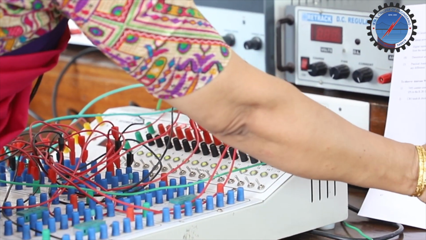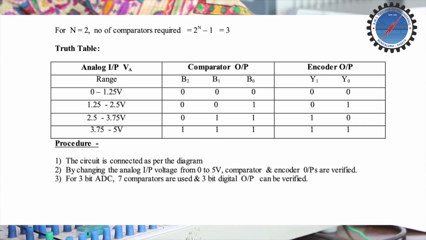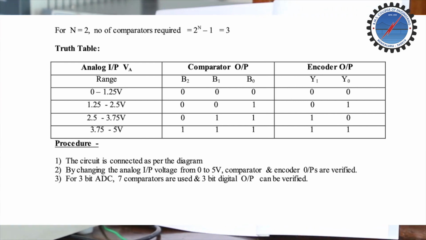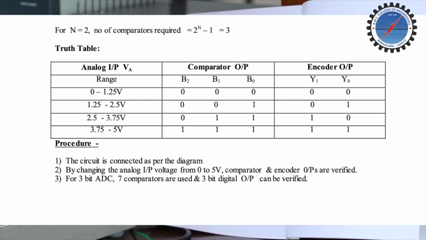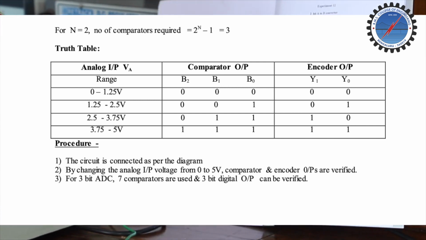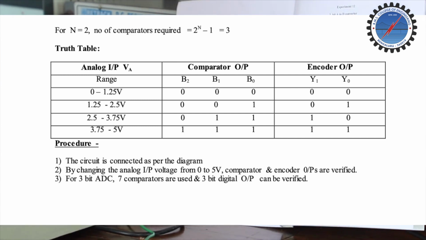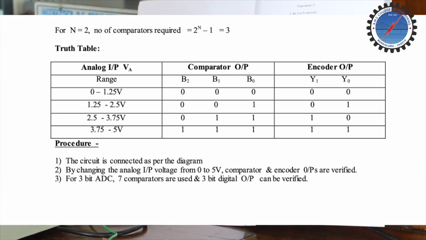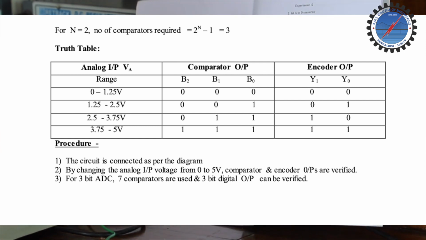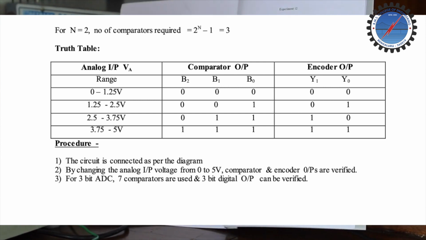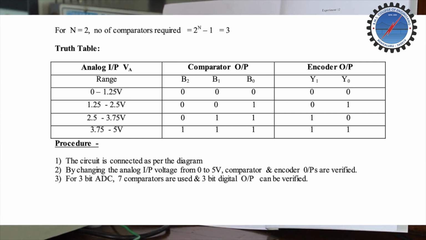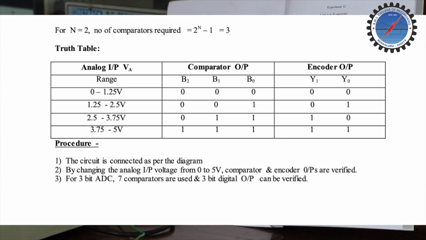For each range of analog input, we are supposed to get a particular digital output. For example, from 0 to 1.25, I am supposed to get 0, 0, 0 as the comparator output and 0, 0 as the encoder output. Similarly, for the range 1.25 to 2.5, 0, 0, 1 and 0, 1; for 2.5 to 3.75, 0, 1, 1 and 1, 0; and for the last range, 3.75 to 5 volts, I will get 1, 1, 1 and the encoder output is also all 1s.